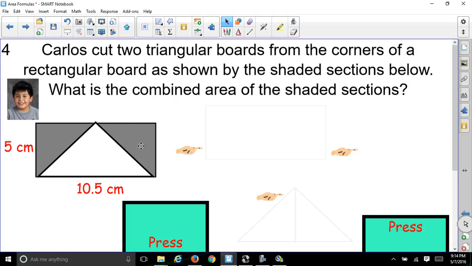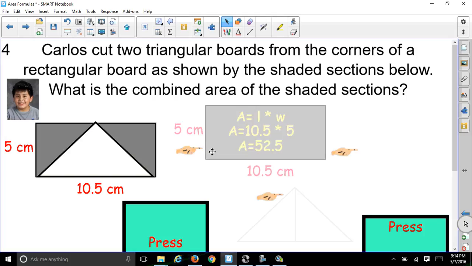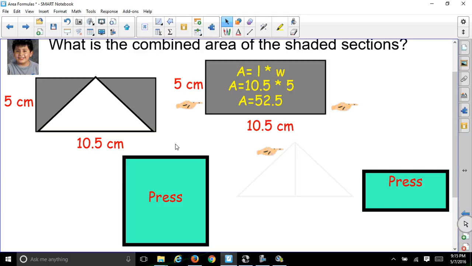Now I noticed it looks like a triangle in the middle of this rectangle. So we need to find the area of the rectangle. So remember, area of a rectangle is length times width, which is 10.5 times 5, and that'll give us 52.5. So that's the area of the rectangle. So if we had the whole area, all we would have to do would be to cut out a triangle from that. And that would leave us with these two shaded regions.